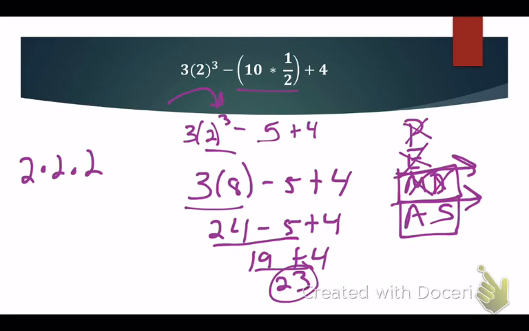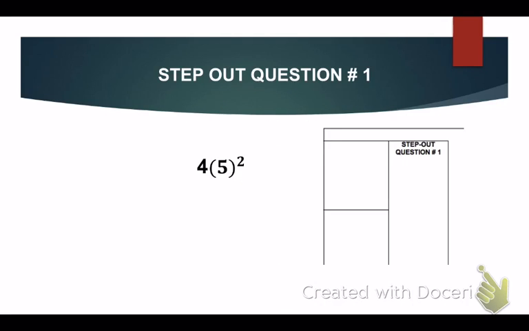Okay, check your answer. Alright, we're also going to do a quick step-out question right now. I told you this was a commonly missed error. 5 squared. Okay, I want you guys to go ahead and do that by filling it out right here in this form right there. Step out question number 1.